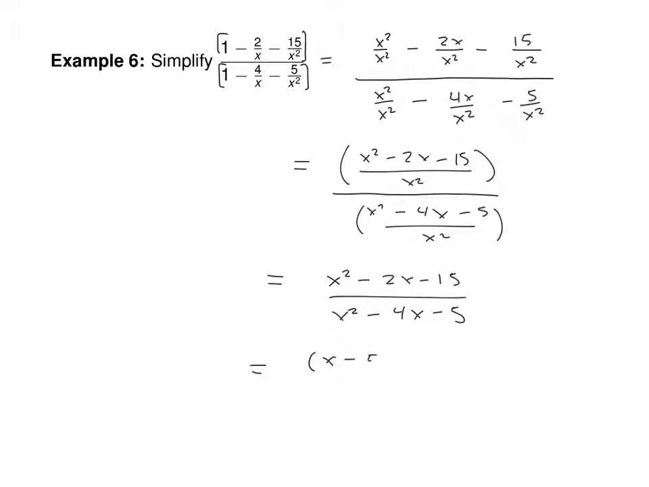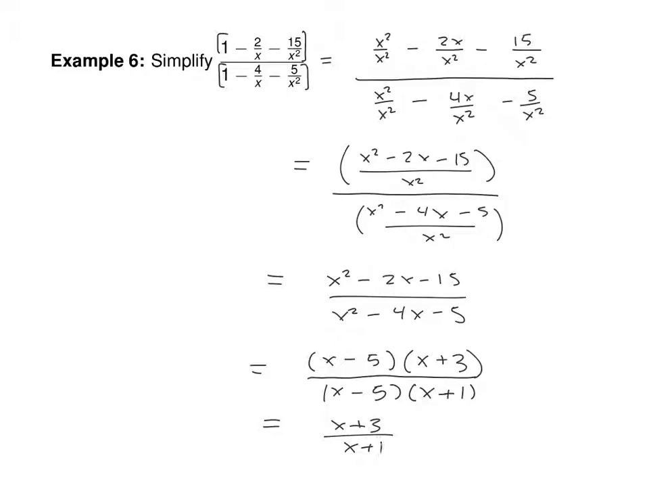I think it's, oh, you cannot cancel the x squareds. That's killing a kitten. Yeah. Don't kill any kittens. Remember that stupid meme I had? Yeah, okay, so it was memorable. x minus 5, x plus 3 over x minus 5, x plus 1. So you get x plus 3 over x plus 1.